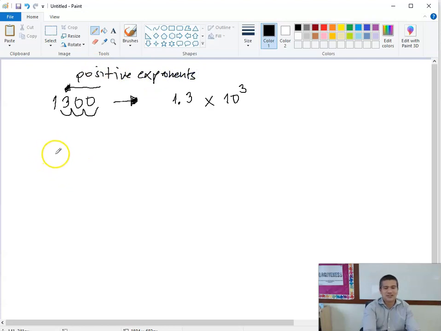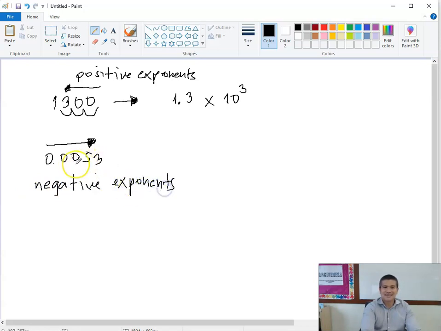And then if you are going to move, for example, 0.0053, if you move the decimal place from left to right, the exponent will be negative. So this one will be simplified as, the point is here, you move 1, 2, 3. So we have now 5.3 times 10 to the negative 3.